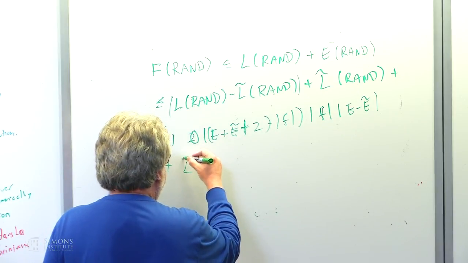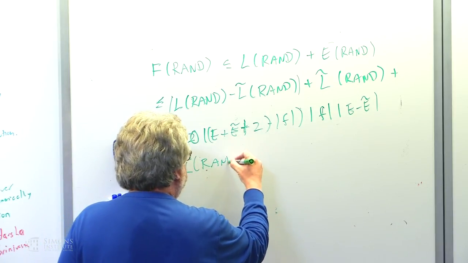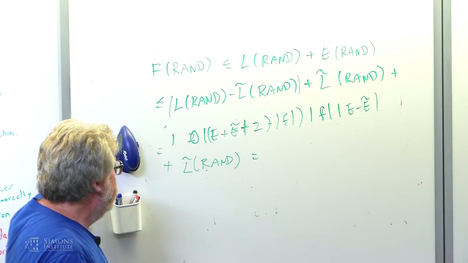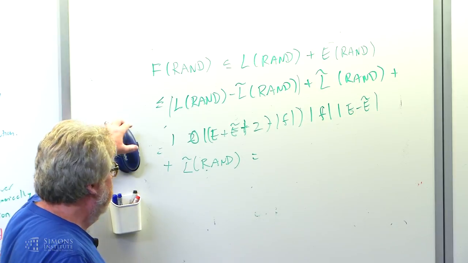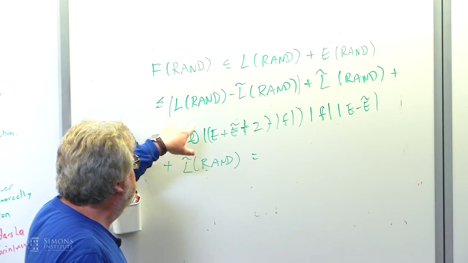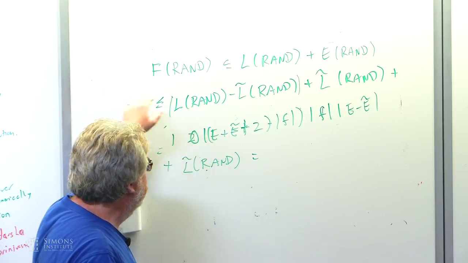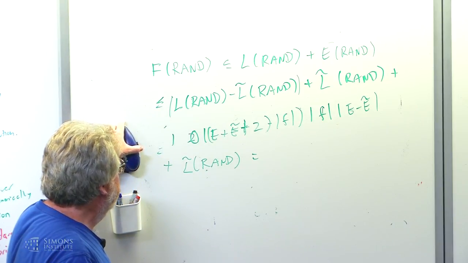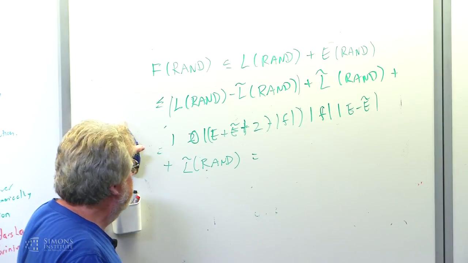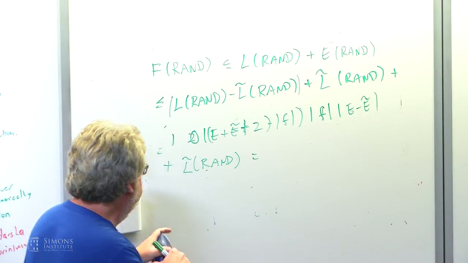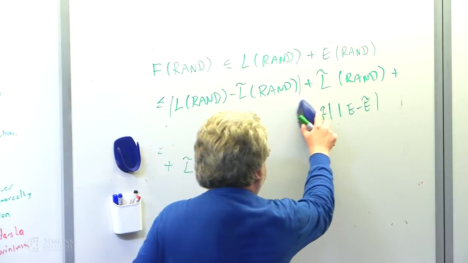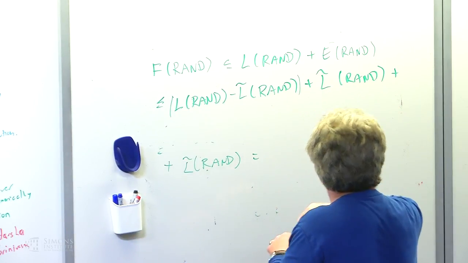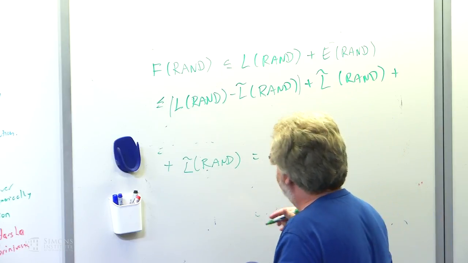Plus L tilde of Rand. Oh, but you also erased by the edge. There's an E of Rand that you dropped on that second line. You erased an E Rand after the plus on the second line, the last plus. No, you don't have to erase all that. Plus, yeah, E-Rand there. Plus E-Rand. That's all. Okay.